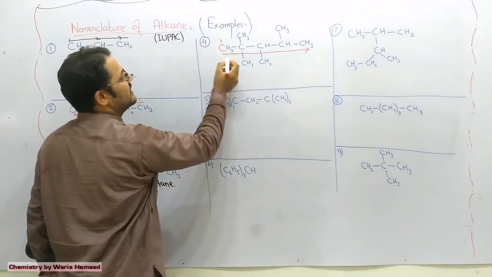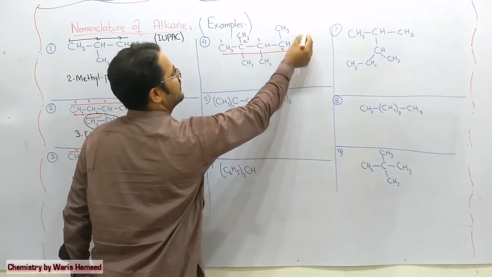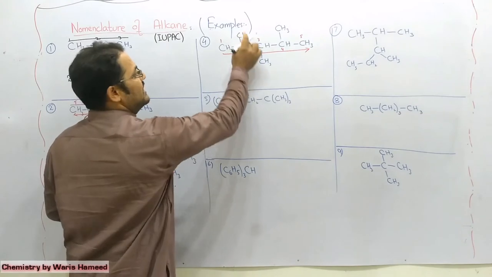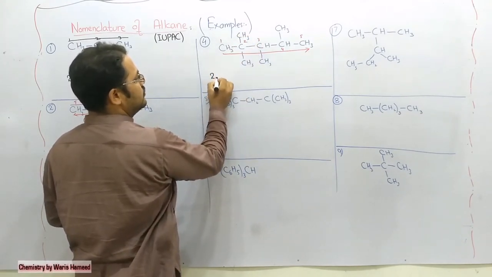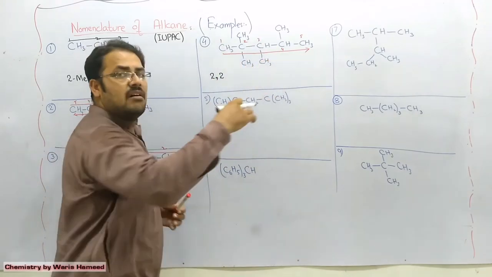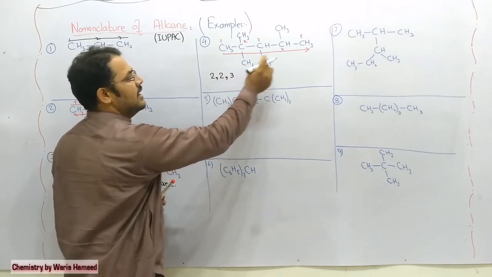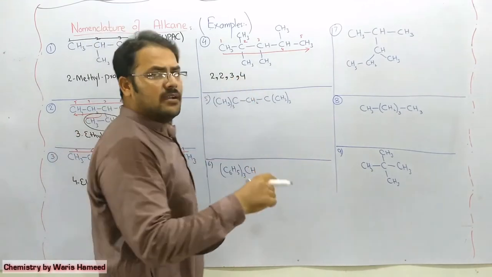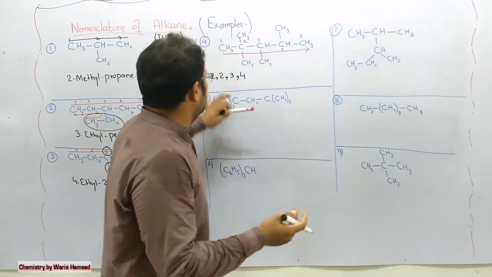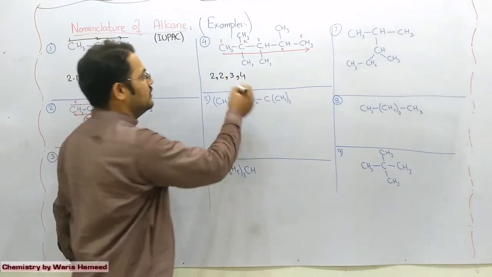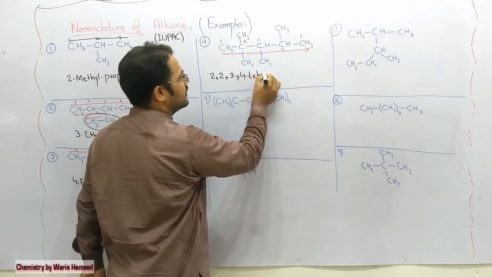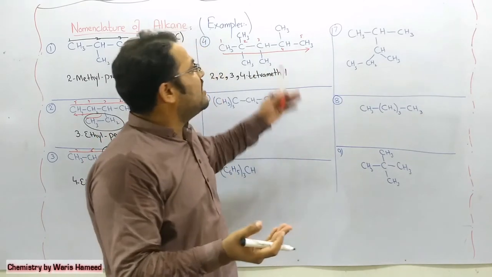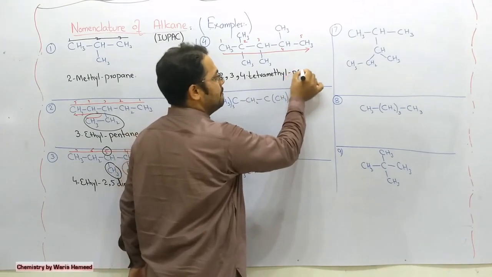So numbering will be from this side: first, second, third, fourth and fifth. And all substituents are methyl groups. So mention the positions of all methyl groups. Two methyl groups are present on carbon 2, so mention both as 2, 2, and one methyl group is present on carbon 3, so 2, 2, 3, and the fourth methyl group is present on carbon 4, 2, 2, 3, 4. How many methyl groups are there? There are 4 methyl groups, so it will be 2, 2, 3, 4, tetramethyl. And how many carbons are there in the parent chain? There are 5 carbons, so it's pentane.